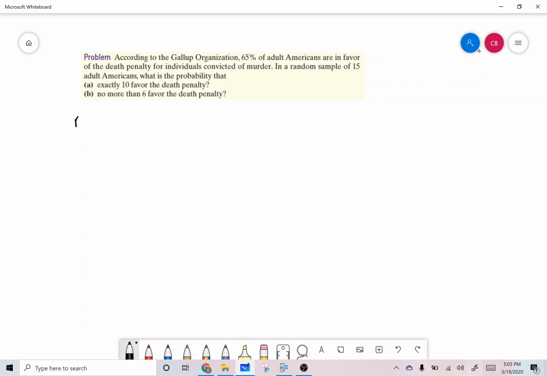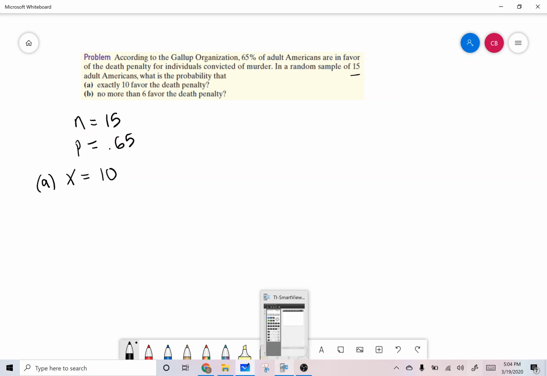So in this case, n is going to be 15 because a random sample of 15 is obtained. That is the total number of people that they're going to ask. The probability that they favor the death penalty here is 0.65. In part A, we have x, the random variable, being equal to exactly 10. So this is when you ask 15 adults and exactly 10 of them say, yeah, I favor the death penalty, and the other 5 say, no, I don't favor it. If we're going to do this, we can use the calculator.